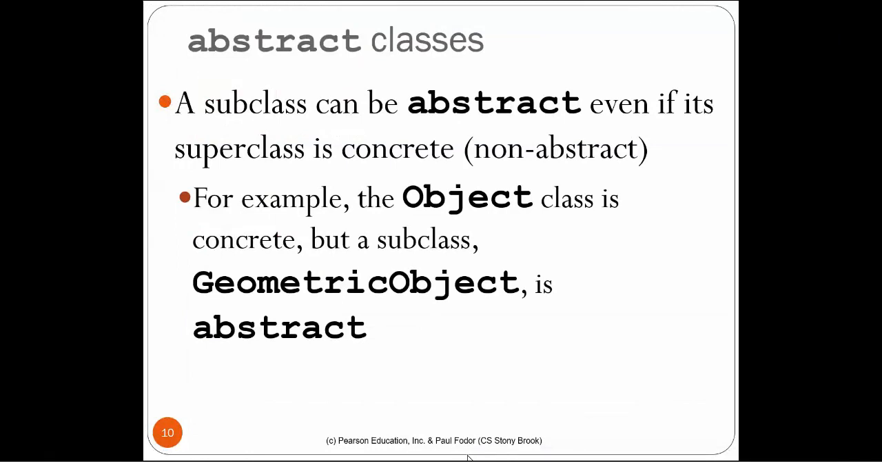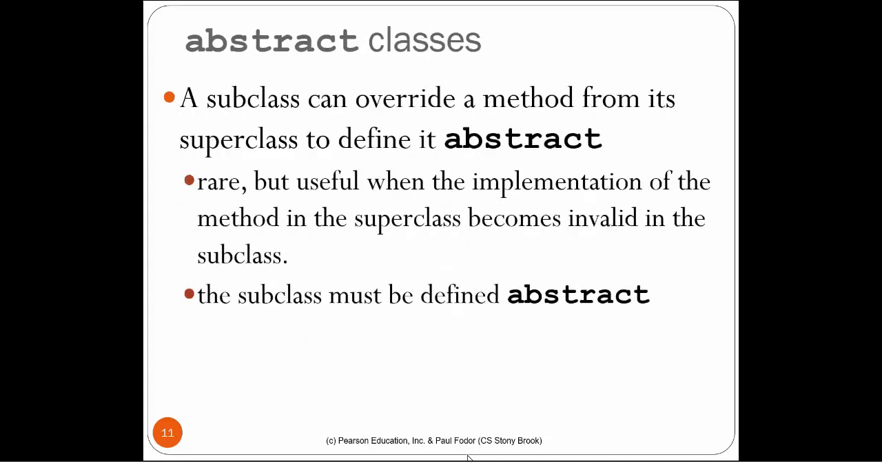A subclass can be defined abstract even if its own superclass is concrete, which means non-abstract. The example is that object is concrete, but its subclass, geometric object, is abstract. A subclass can override a method from its superclass and define it as abstract. This is rare but useful when the implementation of that method in the superclass becomes invalid and we want to force the subclasses to implement that method.